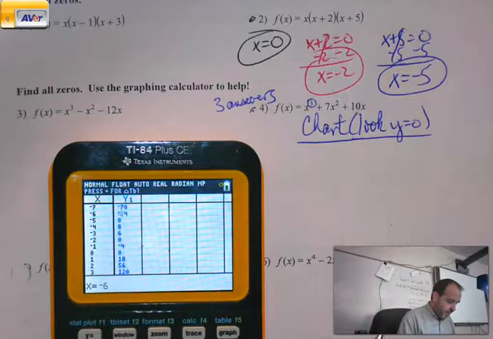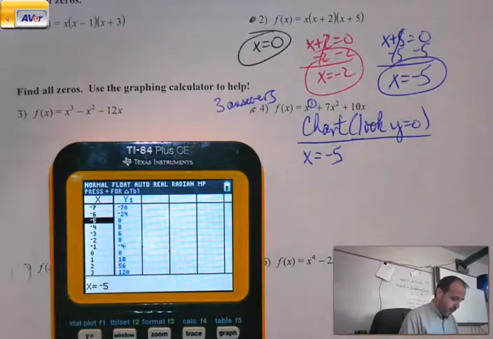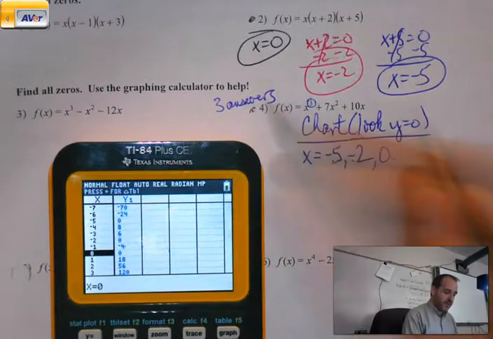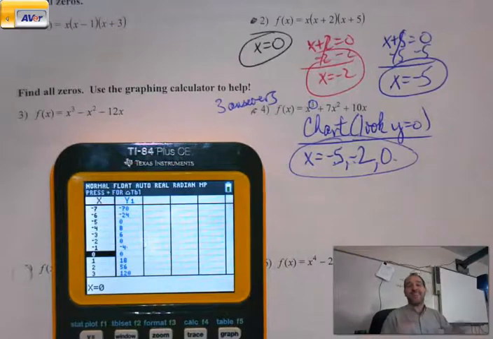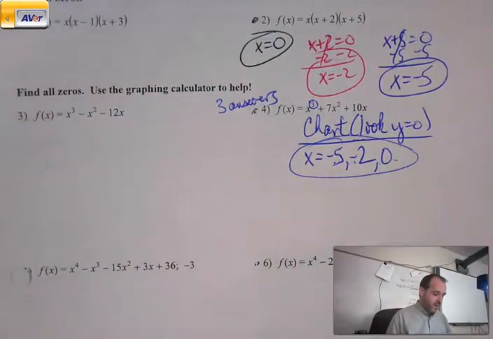So I start looking and I'm like, ooh, there's a y equals 0. So -5. Oh, wait a minute. I see another one. -2. And well, wow, that's awesome. 1, 2, 3 answers. Okay, I got everything from the chart. Like I said yesterday, that's not going to happen a ton. But it does happen enough that, again, we always want to go with the calculator first.